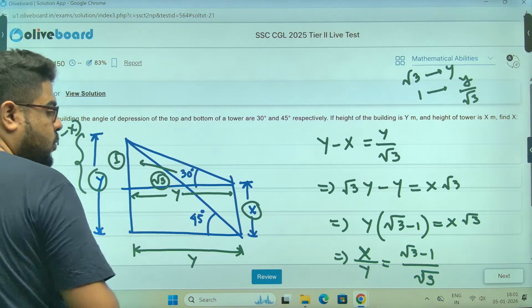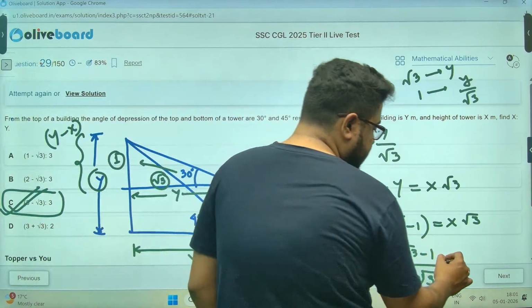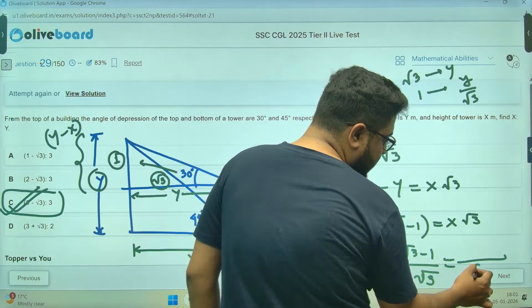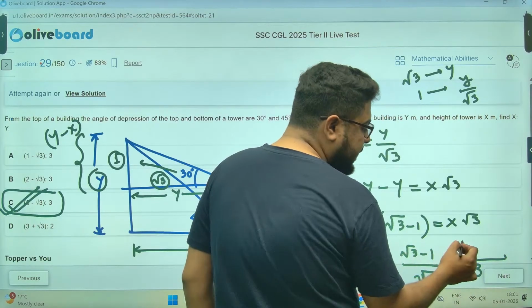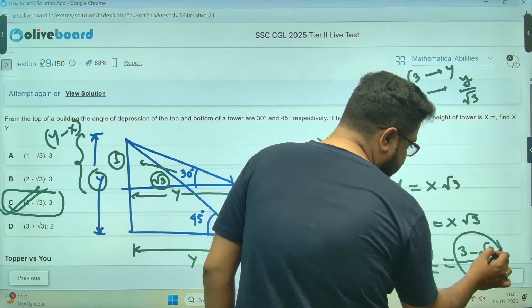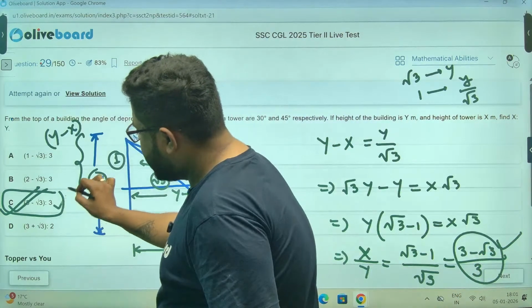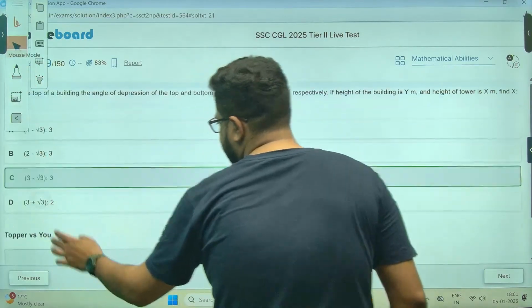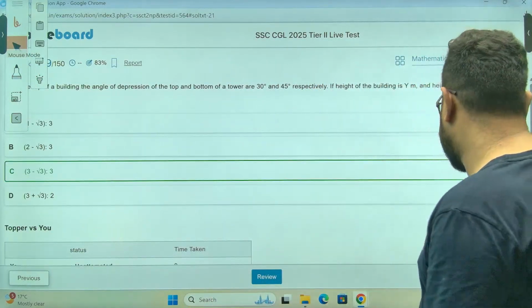But again, I have to do one step to match it. You just multiply root 3 over and above. So this denominator will become 3. And if you multiply, root 3 will become 3, 1 will become root 3. So 3 minus root 3 by 3, which is option number 3. That is your correct answer, option C, sir.